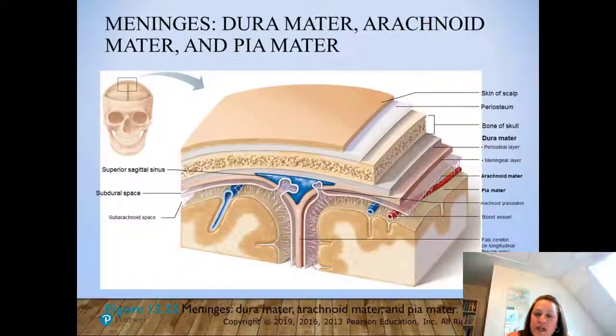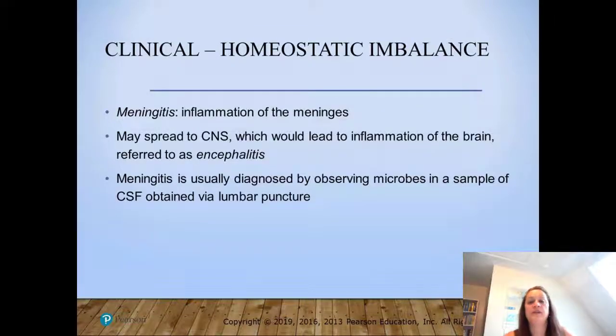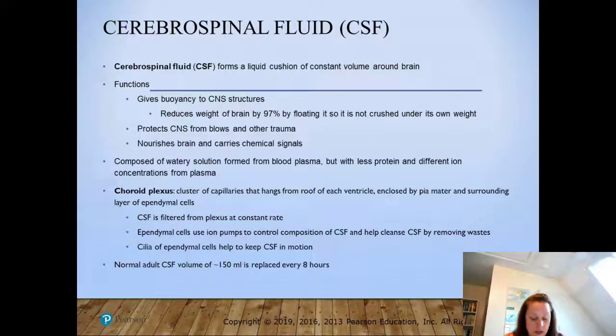Meningitis, right? This is what meningitis is. It is an inflammation of the meninges. We're going to call the dura, arachnoid, and pia mater the meninges. And so inflammation of the meninges can lead to encephalitis. Meningitis is usually when the meninges of the brain are inflamed for any of a number of different reasons. All right, cerebrospinal fluid.